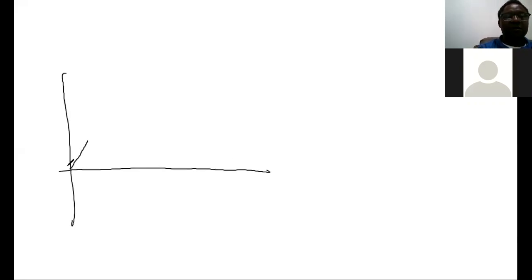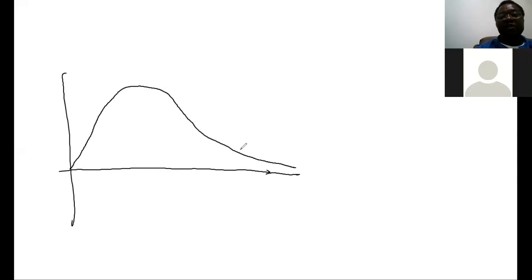0.05, is that to the left? When alpha over 2 is left. You see, look at this board. The 0.05 is to the left. So the chi-square distribution is skewed to the right. So this part is alpha over 2. And this part to the left is alpha over 2 also.